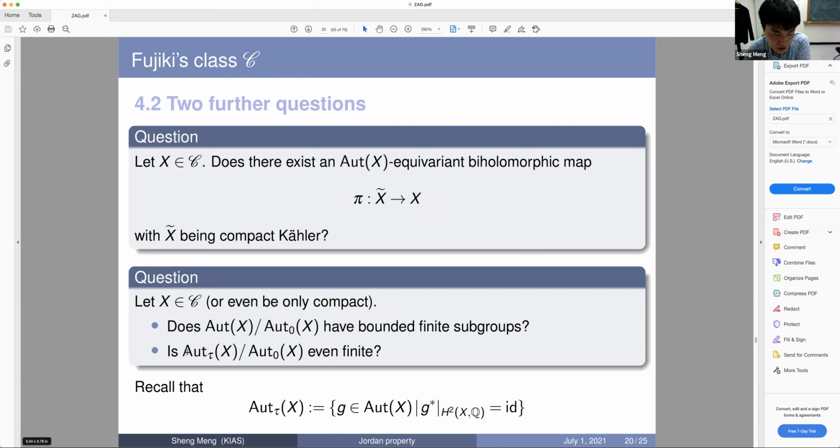Weakly, we only need to show that Aut_τ(X) quotient by Aut_0 is finite, or a bounded finite subgroup. Recall that Aut_τ is the subgroup acting trivially on H²(X,Q). So these are two natural questions which might be irrelevant to the Jordan property and have their own interests here.